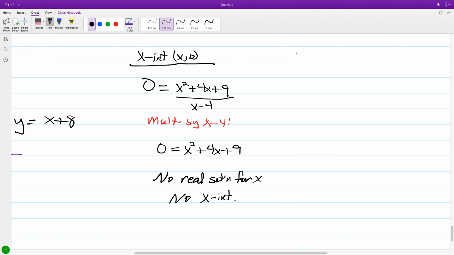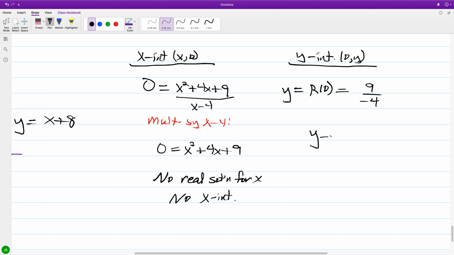As for the y-intercept, we have y equal to r of 0. Taking the same terms, x is at 0, and r of 0 is going to be 9 over negative 4. So the location of the y-intercept will be at 0 and negative 9/4.